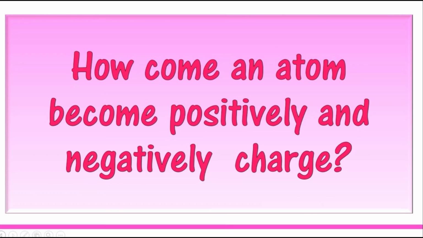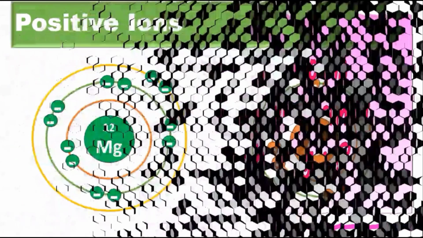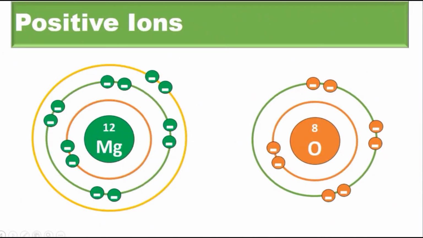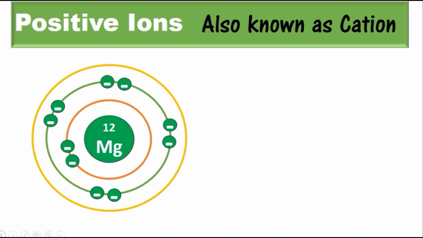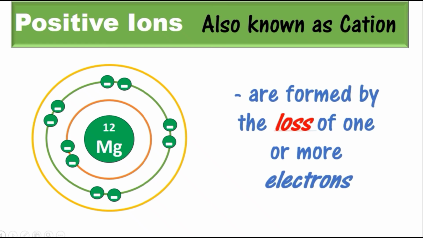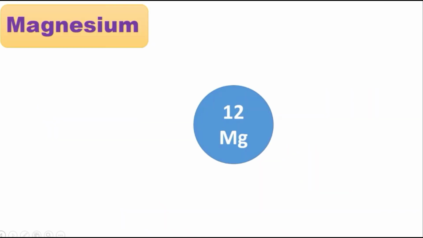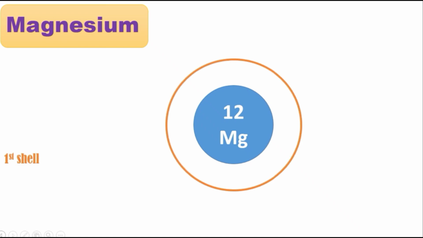How come an atom becomes positively and negatively charged? Positive ions are also known as cations. They are formed by the loss of one or more electrons. For example, magnesium atom, it has 12 atomic number.